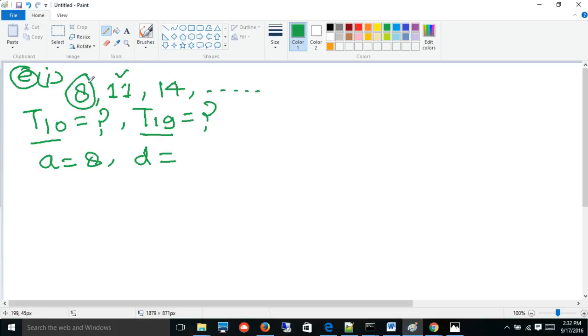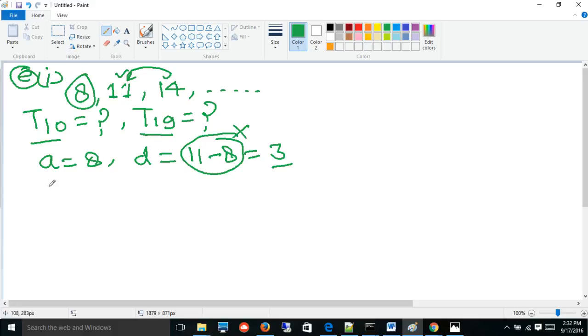Now calculate the value of D, which is also very simple. This term minus this term, or this minus this, whatever it is. So we can say 11 minus 8, so it is 3. No need to write this kind of thing in the exam. You can directly say 3. I just mentioned it so you can understand.